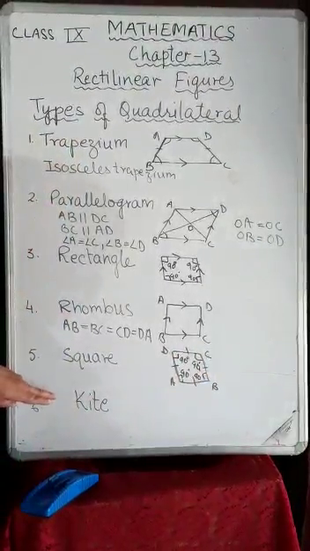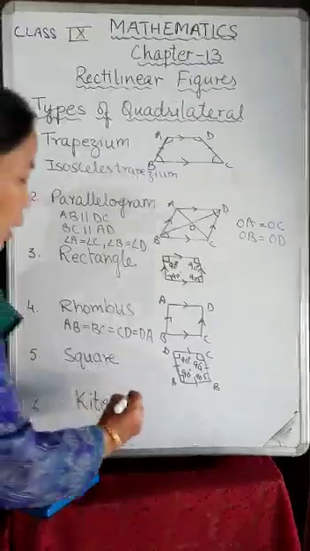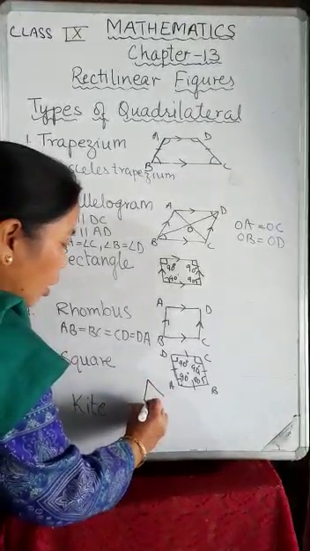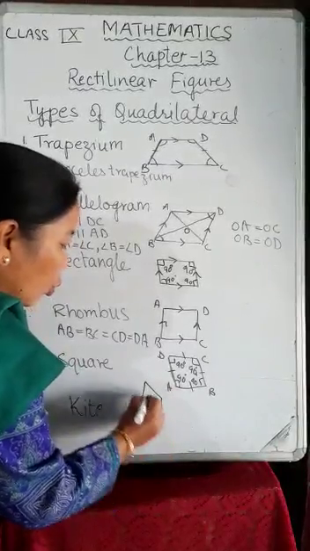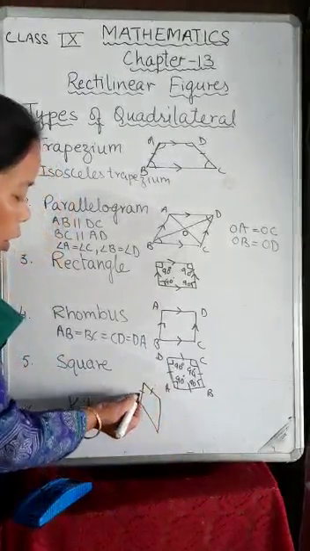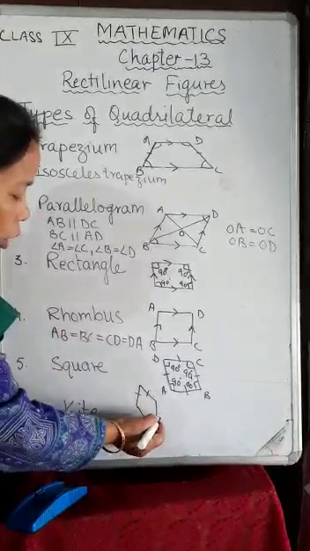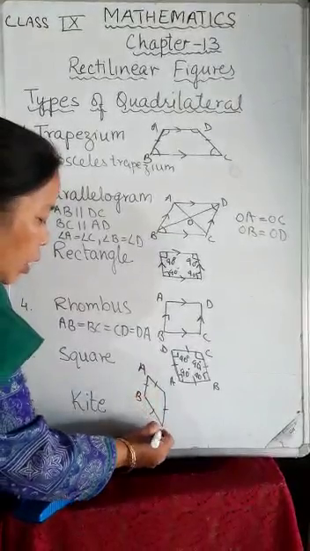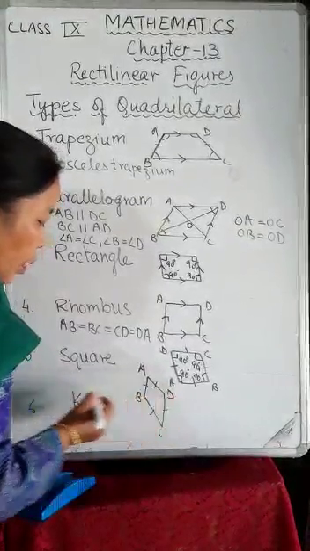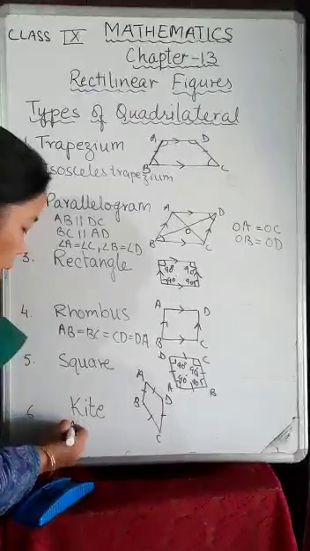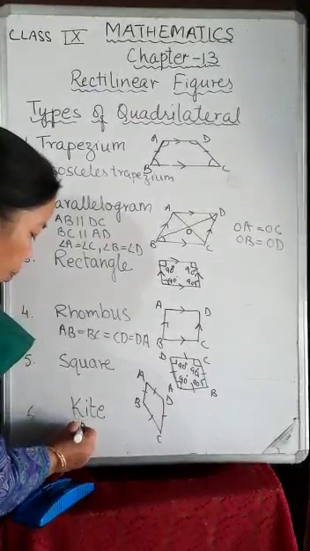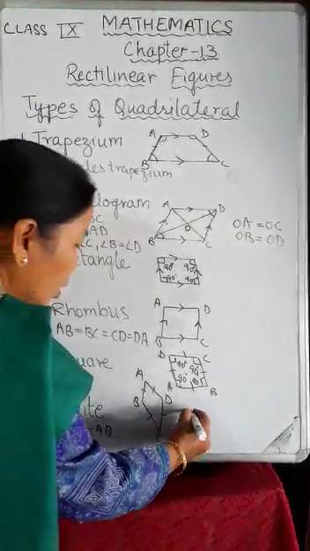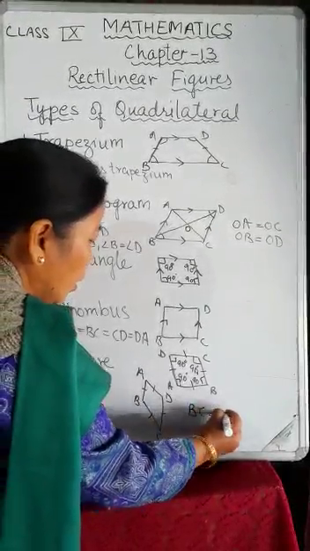Now the last one is a kite. You must know what a kite is. A kite is a figure in which two adjacent sides are equal. Means these two sides are equal to each other. The other two adjacent sides are also equal to each other. If ABCD is the figure, then AB equals AD and BC equals CD.